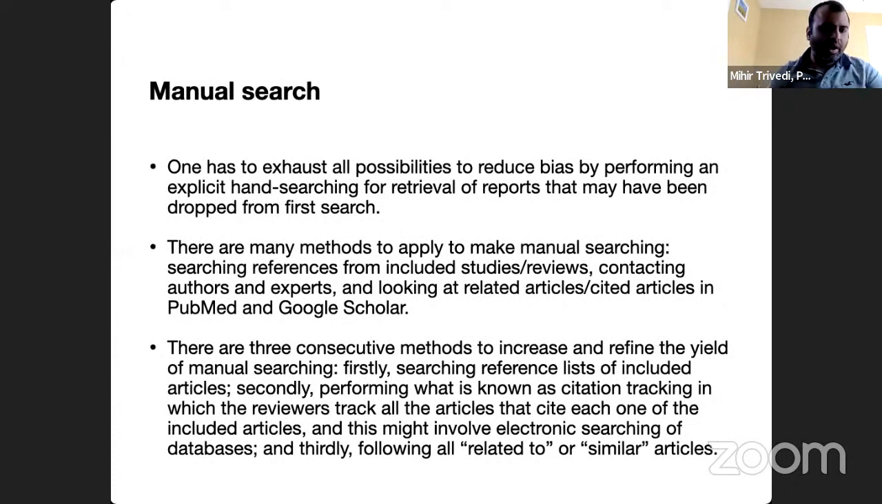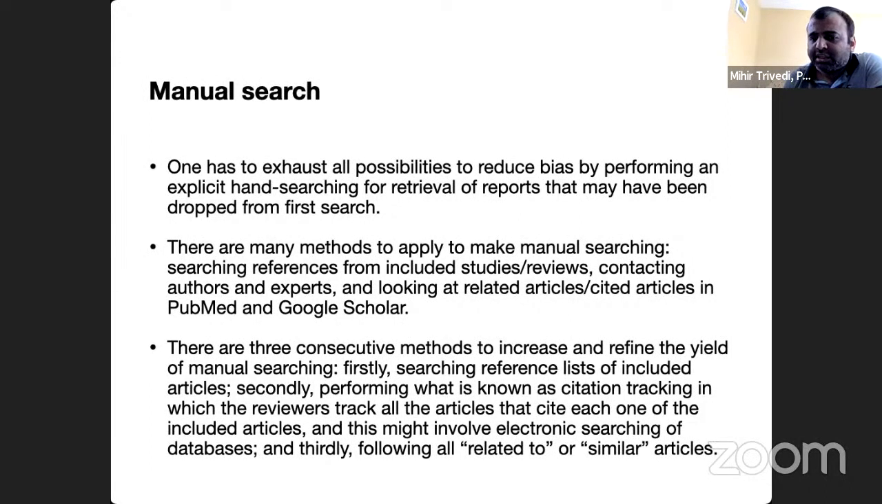Manual search. One has to exhaust all possibilities to reduce bias by performing an explicit hand search for retrieval of reports that may have been dropped from the first search. There are many methods to apply for manual searching: searching references from included studies or reviews, contacting authors and experts, and looking at related articles or cited articles in PubMed and Google Scholar.